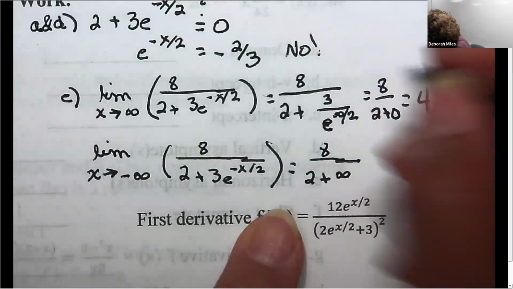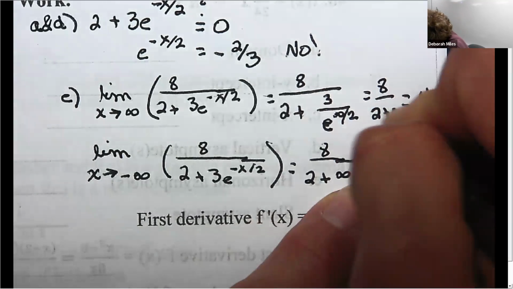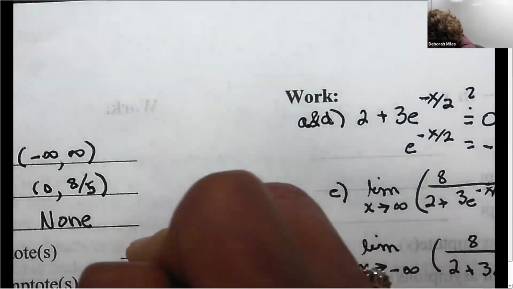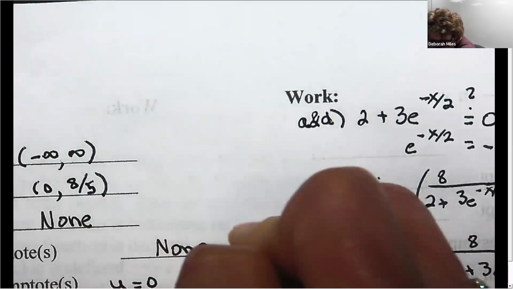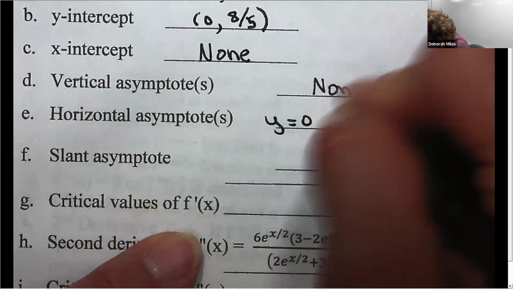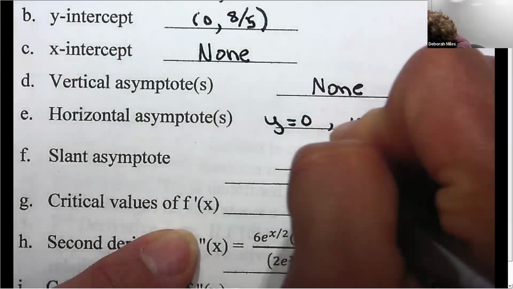8 divided by 2 plus a bazillion is 0. So we do have 2 horizontal asymptotes. One is y equals 0 and one is y equals 4. And we're not going to have a slant asymptote. And I don't know what happened to my underlines there.